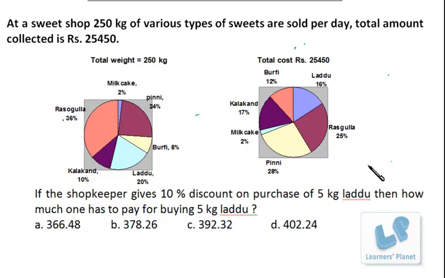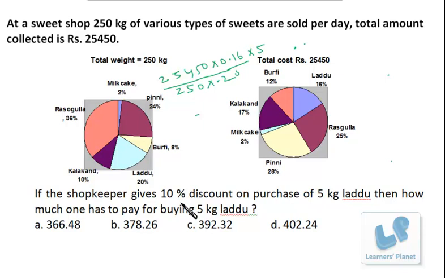Now in this case the problem is based on buying of laddu. Now what is the price of the quantity of laddu? That is 20% of 250, right? And the contribution of laddu is 16%. It is 25450 into 0.16, right? And we have to buy 5 kilogram quantity, so that is into 5.